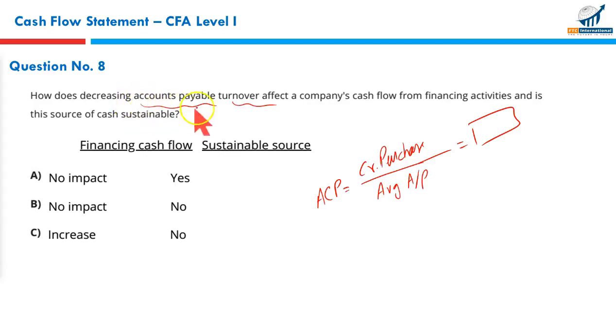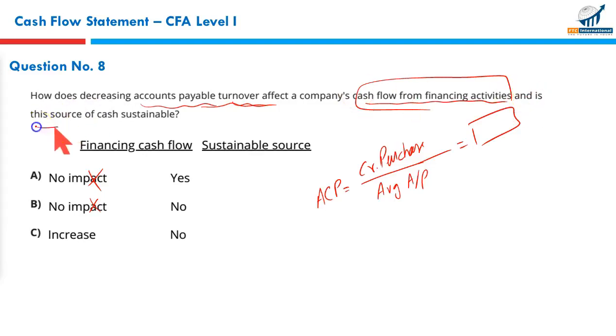So decreasing accounts payable turnover means delaying the payment to your vendors. First you used to pay after 60 days, now you are paying after 90 days. Delaying decreases the accounts payable turnover. How would it affect the cash flow from financing activities? Payment to your accounts payable and vendors is not a financing activity, it's a part of operations. Payments to your suppliers are part of operating activity. It has no impact whatsoever on your financing cash flow.